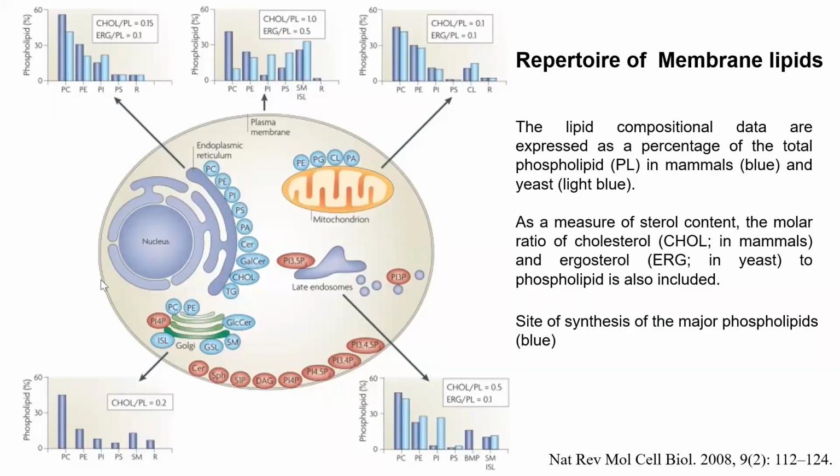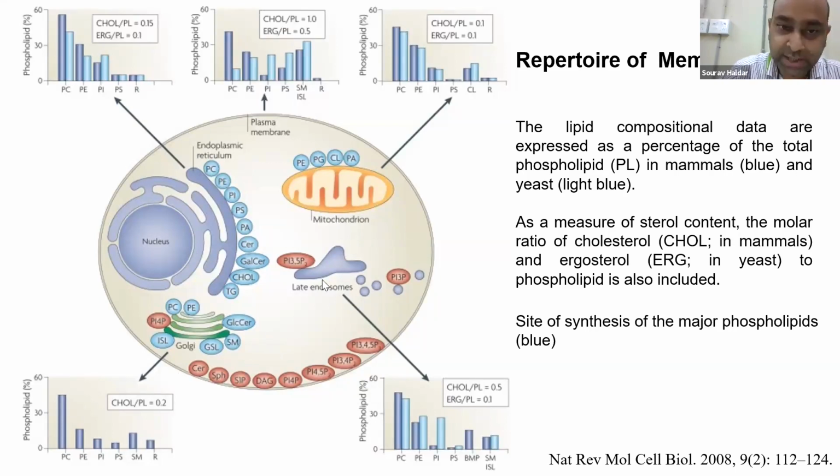Okay, so this is where we left off in the last class. We introduced you to the vast repertoire of membrane lipids, and most of the lipids are synthesized either in the ER or Golgi and then transported to the plasma membrane with some lipid transport proteins.